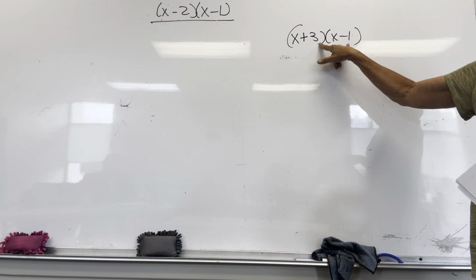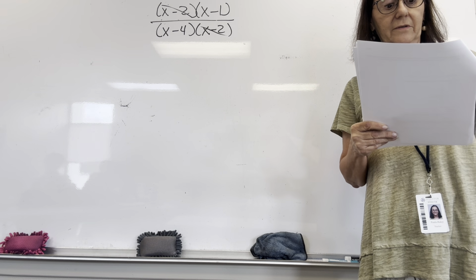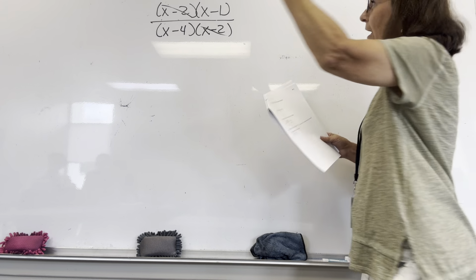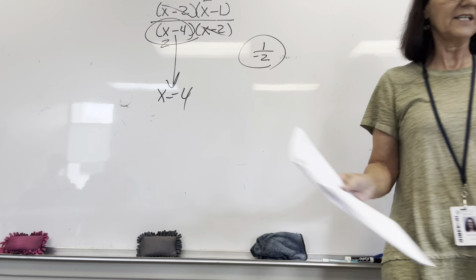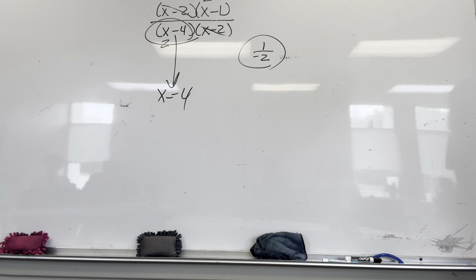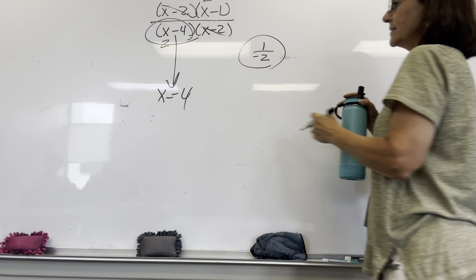Okay, so there's a removable discontinuity at 2. If I plug in 2, what do I get? That's 1 over negative 2? Is that where they plugged it in? That's where they plugged it in. So it's continuous at every point except at 2. X equals 4, it's not continuous at X equals 4. Correct. Not continuous.